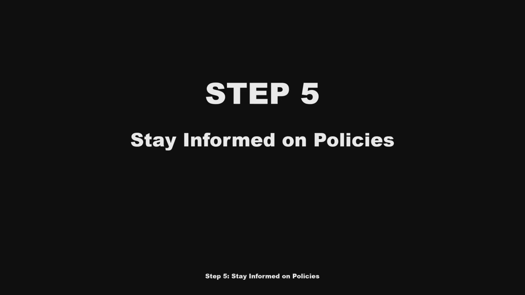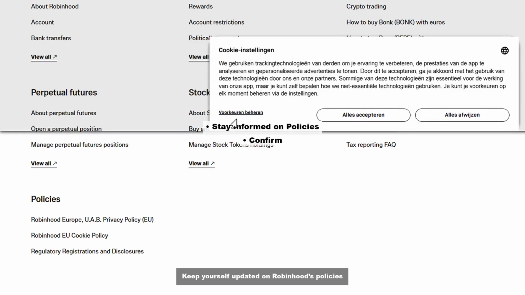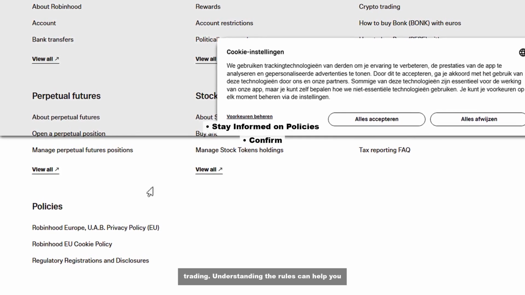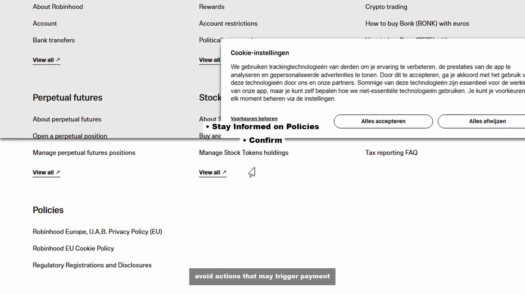Step 5. Stay informed on policies. Keep yourself updated on Robinhood's policies and guidelines regarding payments and trading. Understanding the rules can help you avoid actions that may trigger payment blocks.